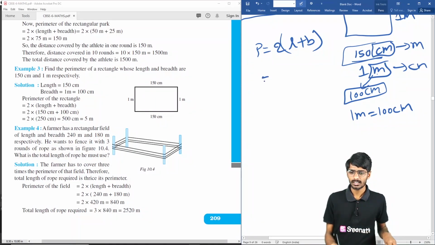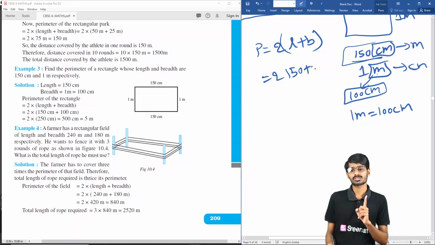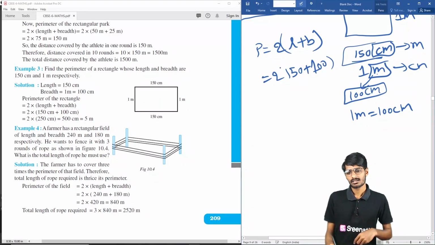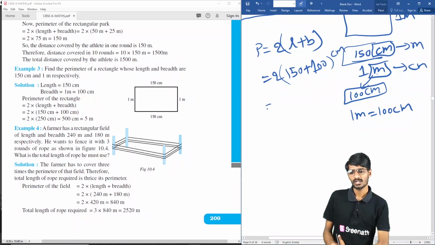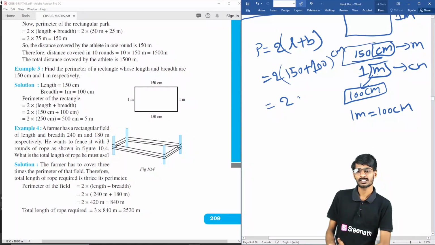So here you have to substitute 150, and here, not 1, you have to substitute 100. It is in centimeters, so you will get the perimeter, the total length, in terms of centimeters. So it is 2 into (150 plus 100), which is 250. So 250 into 2 is 500 centimeters. The unit is very important, students.